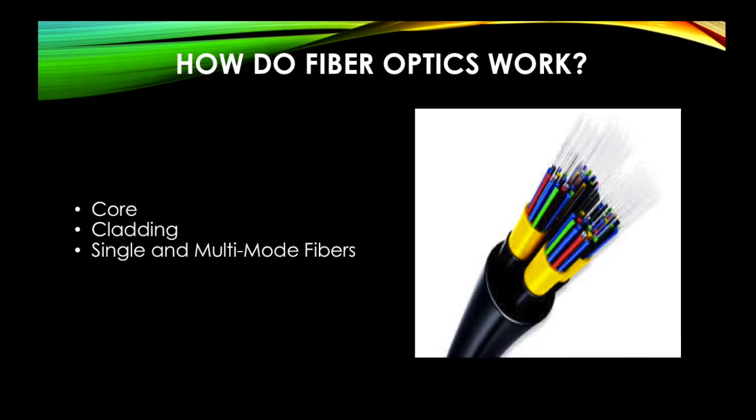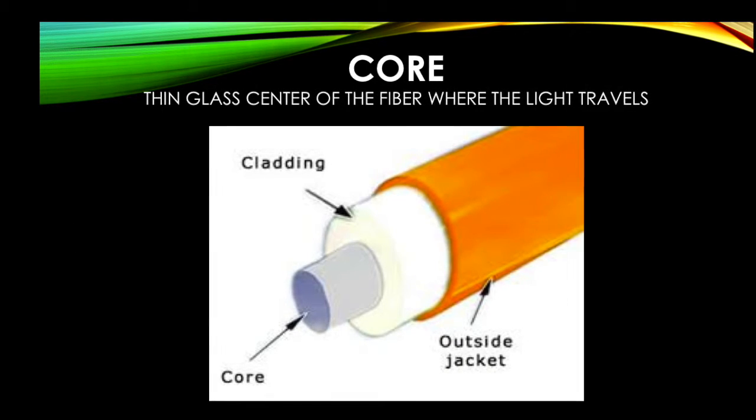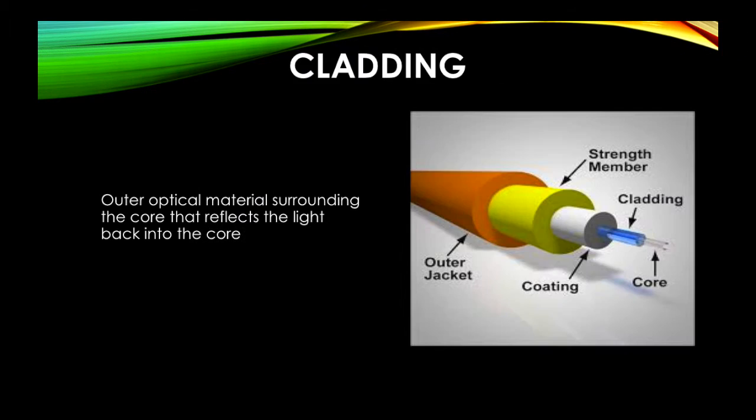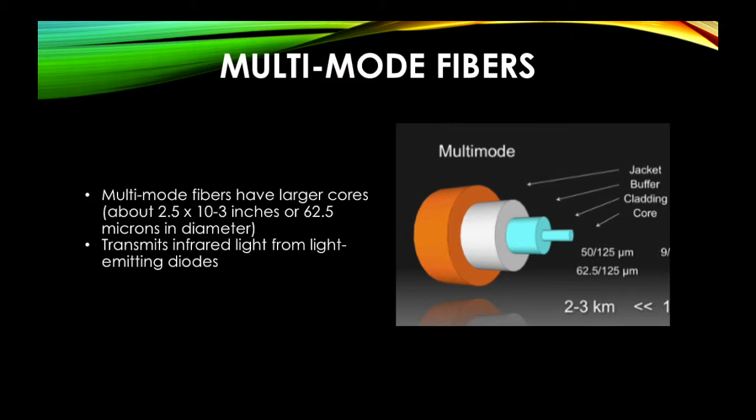How fiber optics work. Fiber optic cables consist of pure silicon glass cylinders or strands that are typically called the core. The core is surrounded by cladding. The cladding's job is to keep the light signals inside the core. Fiber optics come in two types, single-mode fibers and multi-mode fibers. Single-mode fibers have small cores and transmit infrared laser light. Multi-mode fibers have larger cores and transmit infrared light from light-emitting diodes.